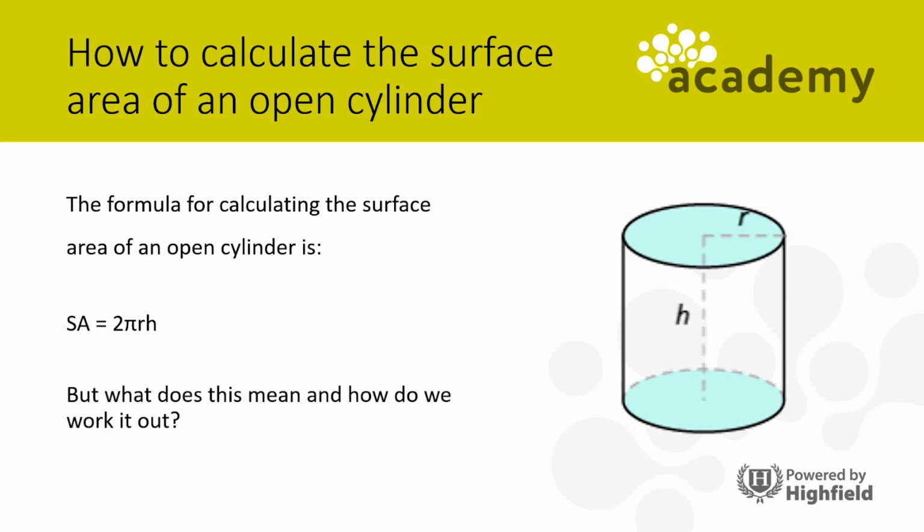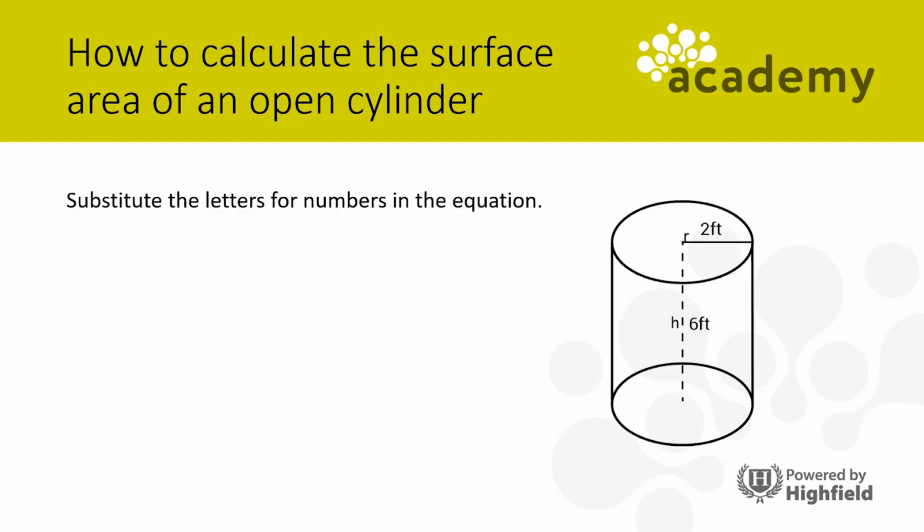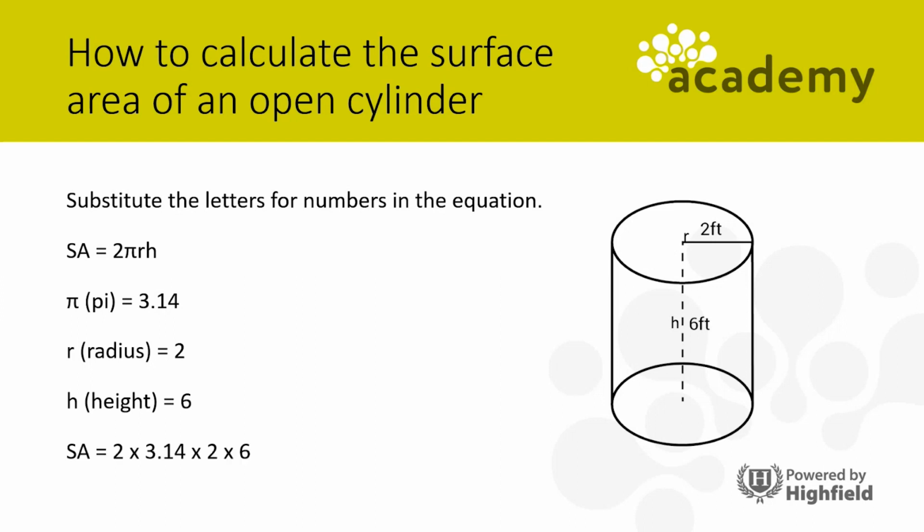But what does this mean and how do we work it out? So let's substitute the letters for numbers in the equation. So remember, surface area equals 2 pi RH. Pi equals 3.14. The radius is 2. And the height is 6. So the equation is 2 times 3.14 times 2 times 6, which is 75.36 feet squared.